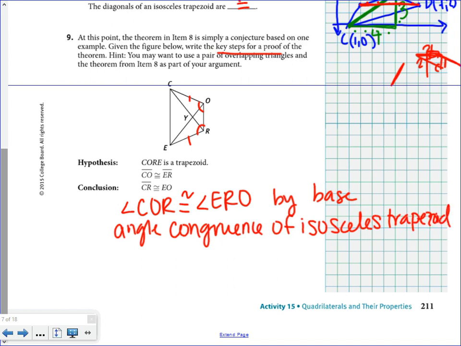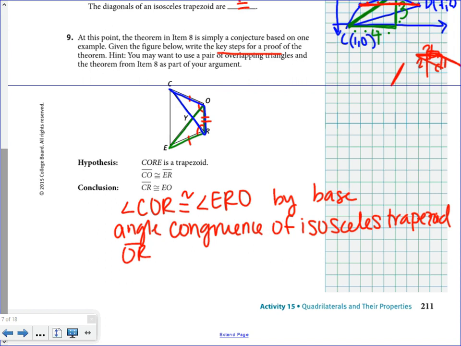Since we have an isosceles trapezoid, we know we have base angles that are congruent. That's what we looked at the very top of page 211, part F. The base angles of an isosceles trapezoid are congruent. Now, if you look, I'm going to trace two triangles. Triangle ERO and triangle COR. Do you see that they have a side that is overlapping over here at OR? Since it is overlapping, that means that it has to be congruent to both of them.